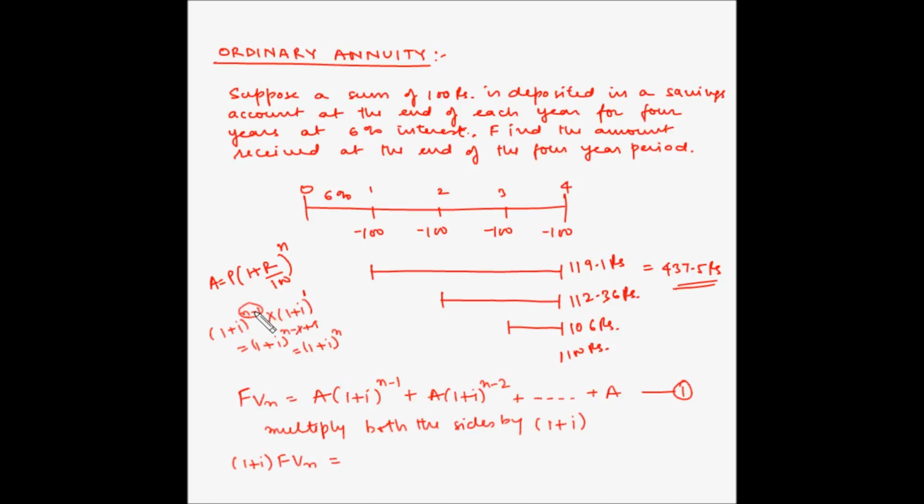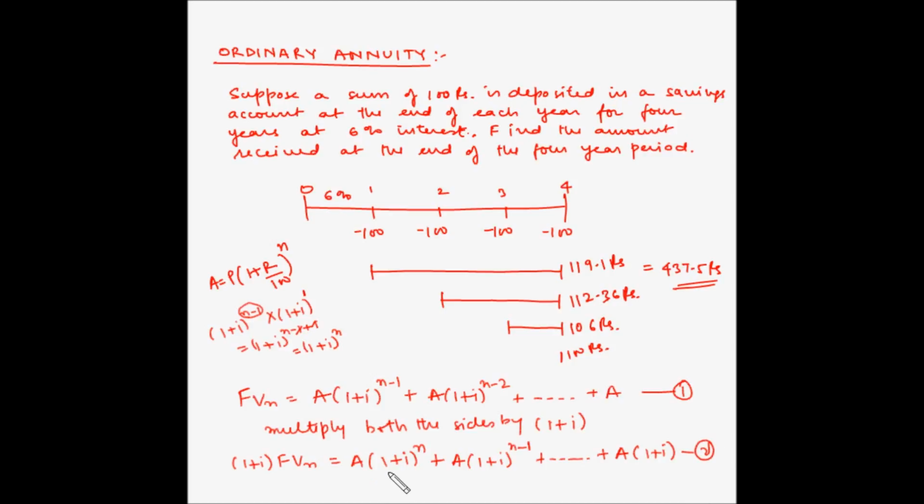So basically we can add 1 to these power values. So a into (1 plus i) to the power n, because this will become n minus 1 plus 1, because we are multiplying the entire right hand side by 1 plus i, plus, now again we'll multiply this term with 1 plus i, so this becomes a into (1 plus i) to the power n minus 2 plus 1, that is n minus 1, and so on, plus a into (1 plus i). Let's say this is 2.